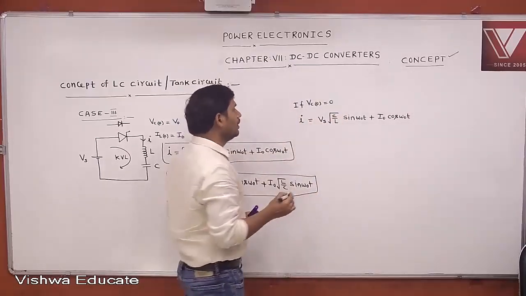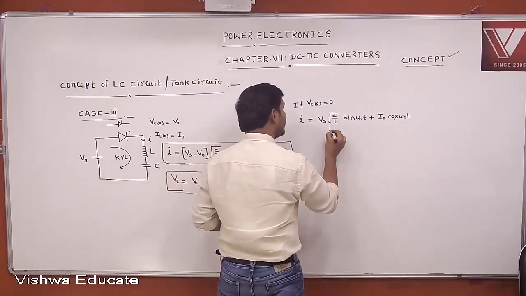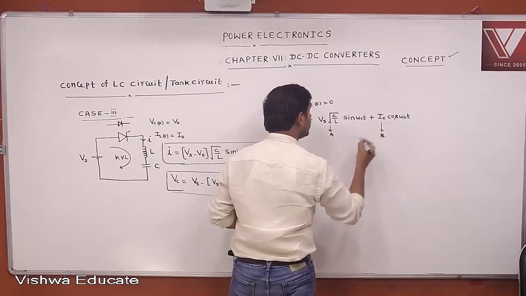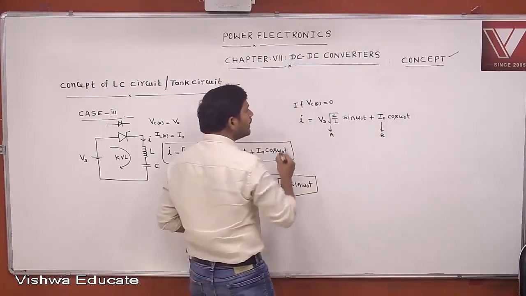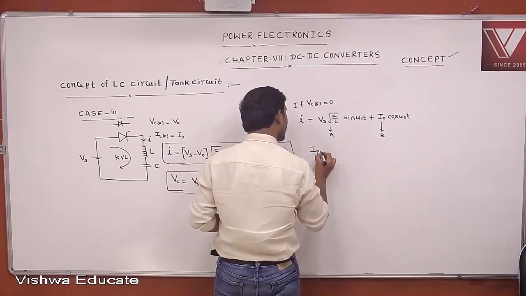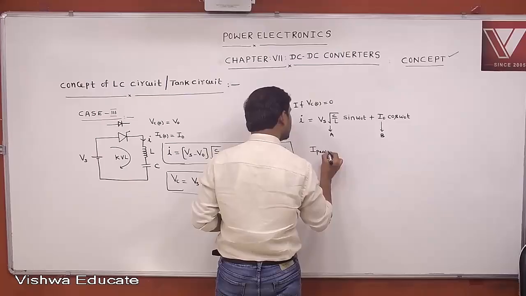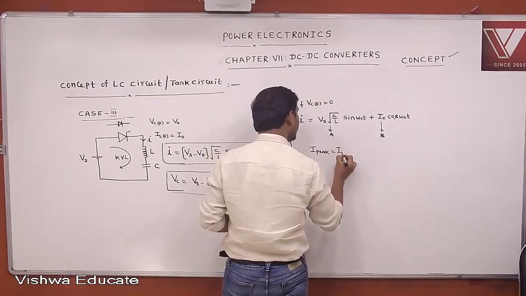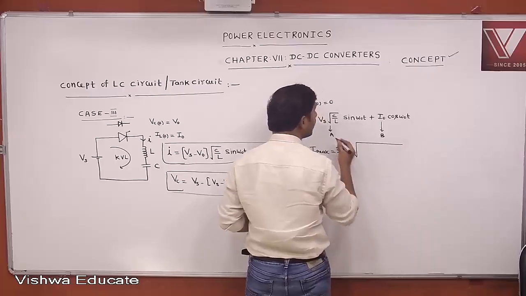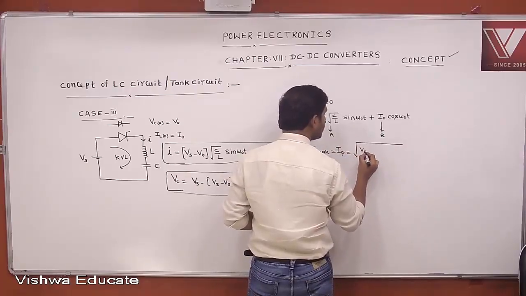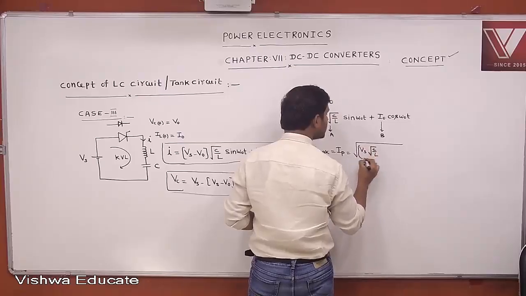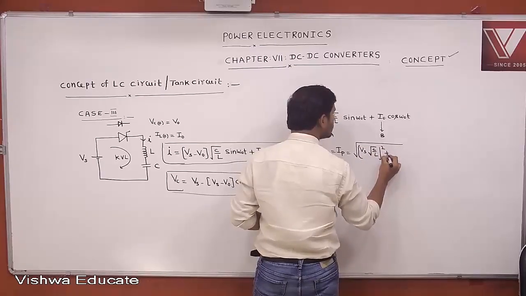Let this be A and this be B. In this total current, what is the expression for peak current? The expression for peak current equals the square root of A square plus B square, that is, Vs into square root of C by L, whole square, plus I naught square.